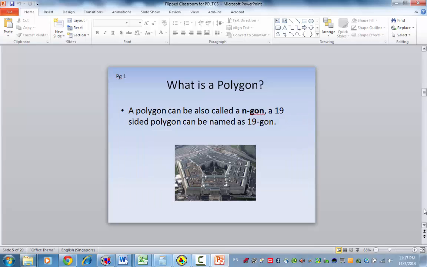So for any n-sided polygon, it is commonly known as n-gon. A 19-sided polygon can be named as a 19-gon. Can you name the polygon of this famous US military installation? It's the Pentagon.